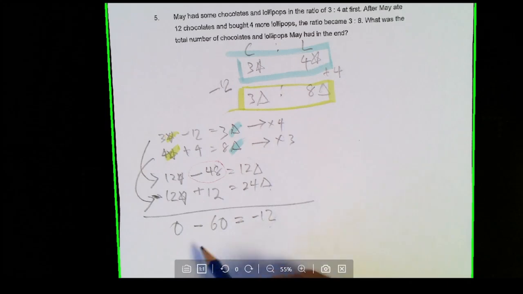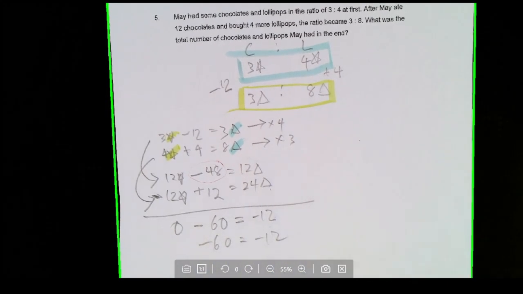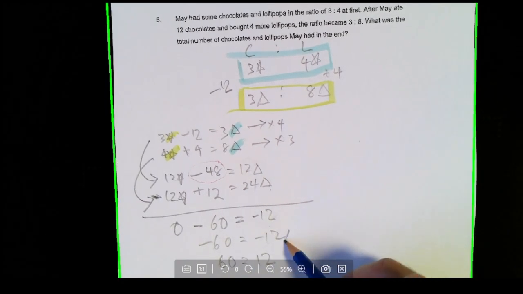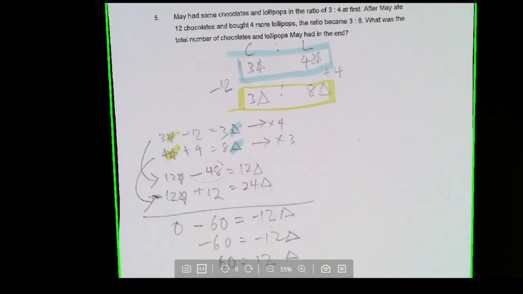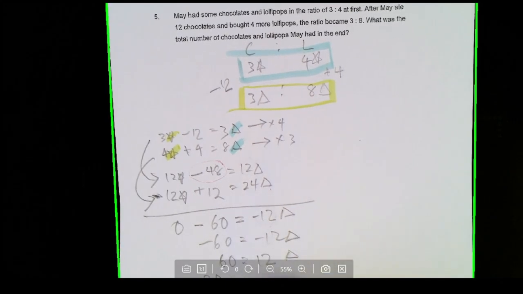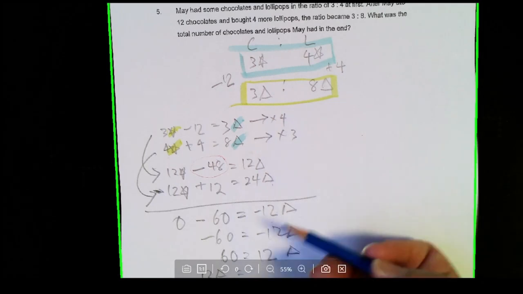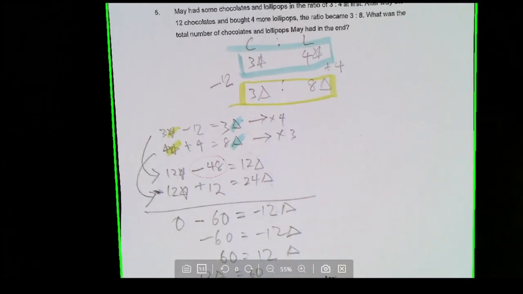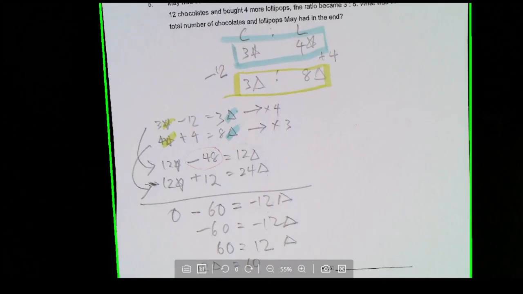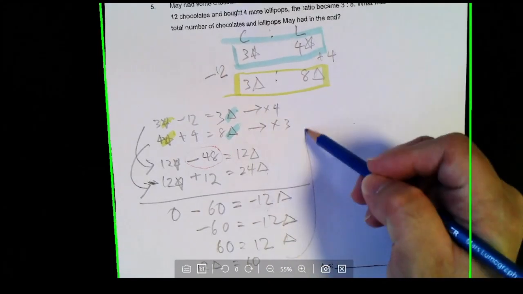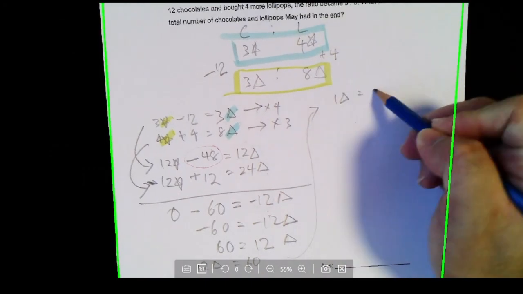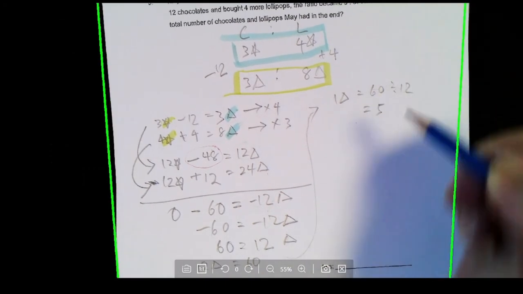So let's write it nicely. You notice there's a minus. Since there's minus here, why can't I just get rid of both of them? So 12 triangle equals to 60. I can flip it around: 12 triangle equals to 60. You're more used to this, right? Which means 1 triangle equals to 60 divided by 12, you get 5.